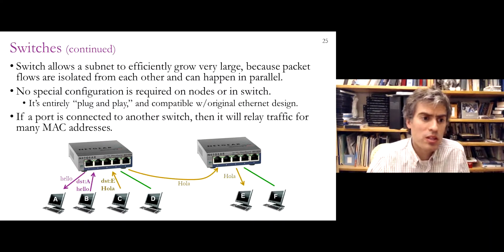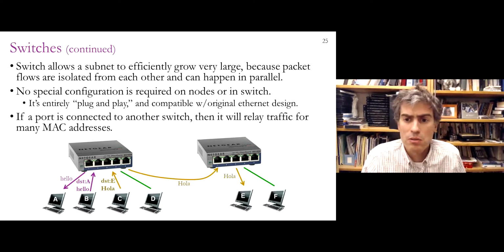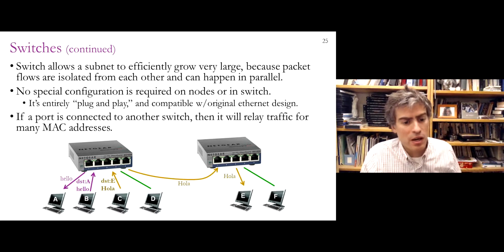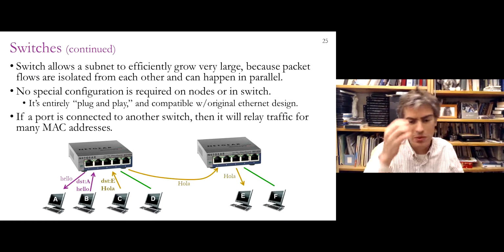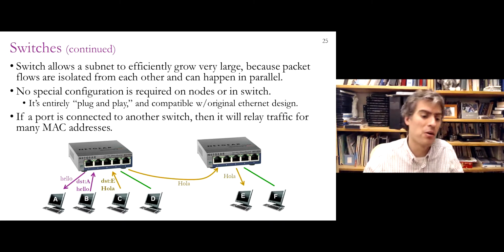Okay, so these switches allow a subnet to efficiently grow to be very large, because the packet flows are isolated from each other and can happen in parallel. Another cool thing about this is that there's no special configuration required either on the nodes or in the switches. These switches are totally plug and play. When you buy a switch, there's no configuration you have to do. You just plug it into the power and you plug devices into it and it just works. Switches are very easy to use generally, unless you're doing things like VLANs or whatever, which we'll talk about later. Even though these devices can be very sophisticated inside, everything they're doing is automatic, and it's learned by observation.